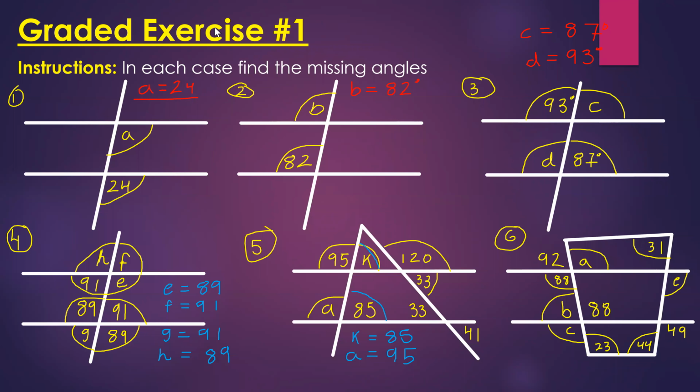I have A is equal to 88. Yes. So A is equal to 88. And the reason why that's the case is because this here is A and this here is 88. So they are corresponding. What else? B is equal to 92. That's right. They are corresponding.